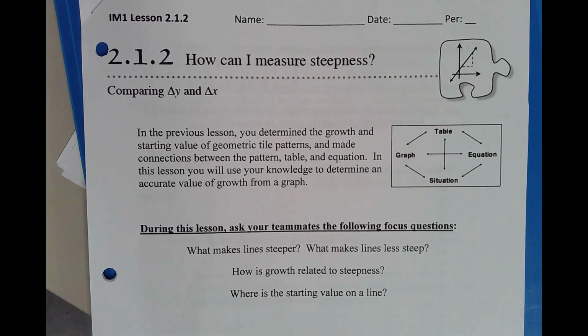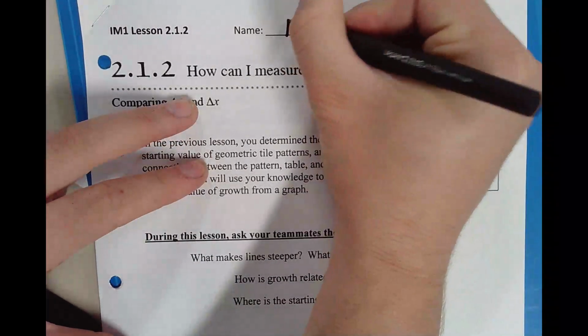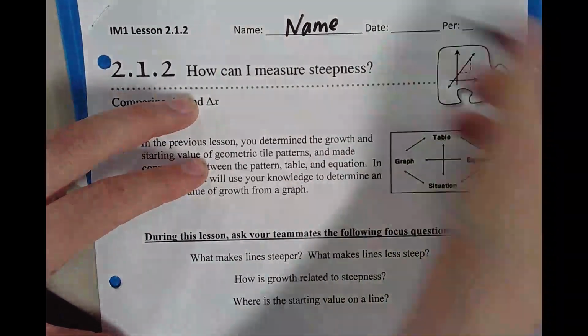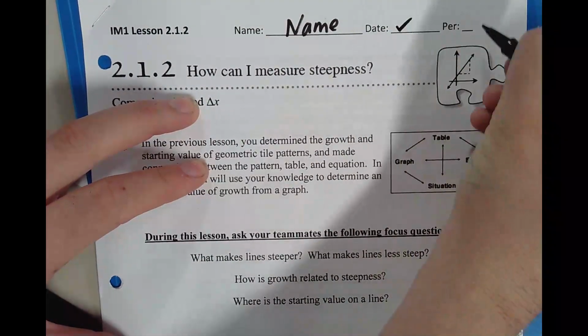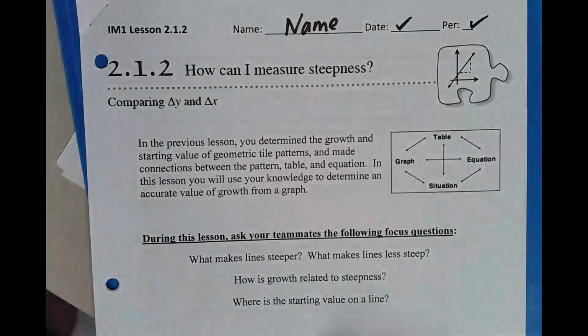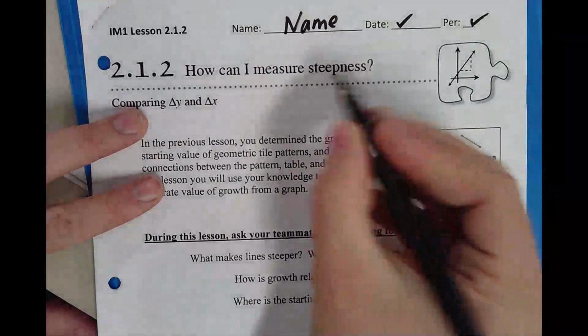All right, this is lesson 2.1.2. Be sure you have your name on it, today's date, and the period number as well. 2.1.2 says, how can I measure steepness?